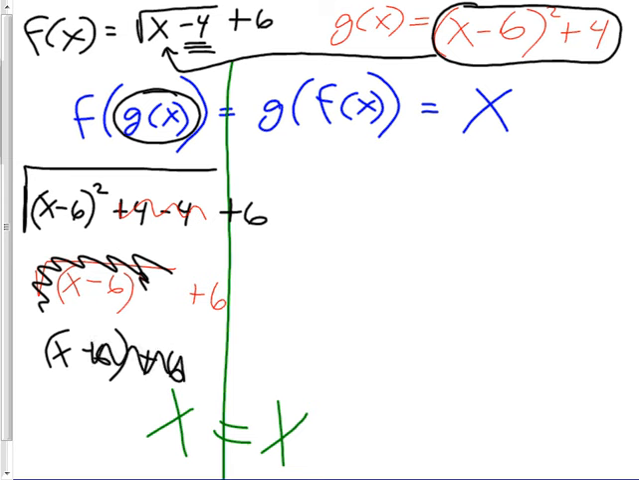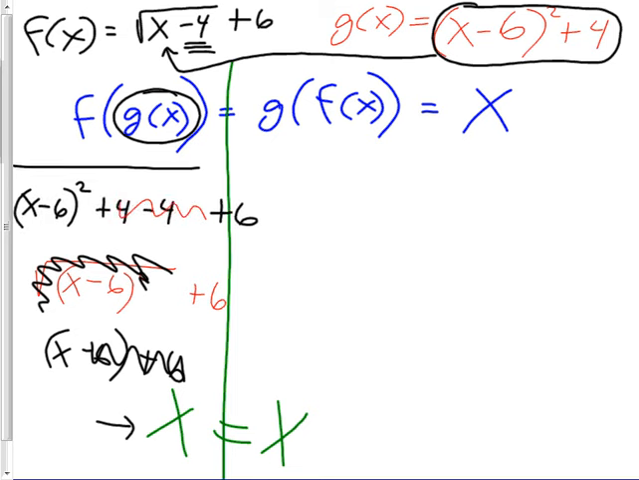And what does it simplify to? X, just like I thought it was gonna. All right, so that was f of g of x. Now with my red pen, I am going to write out what g of f of x is.